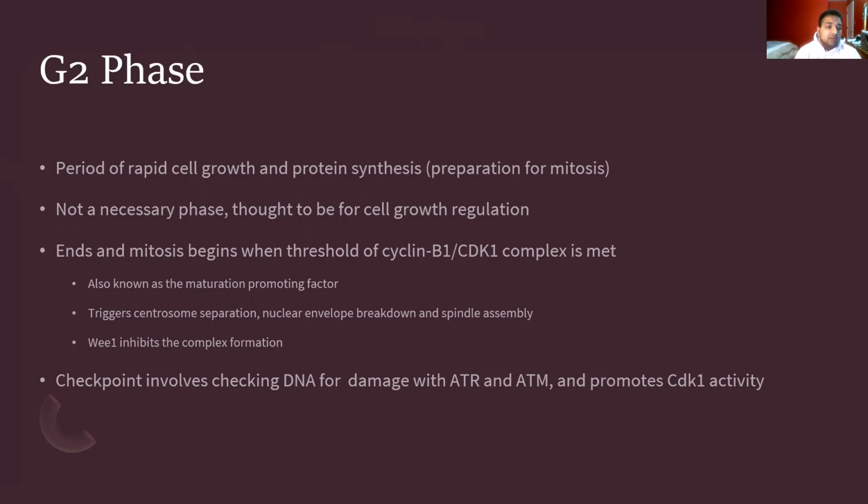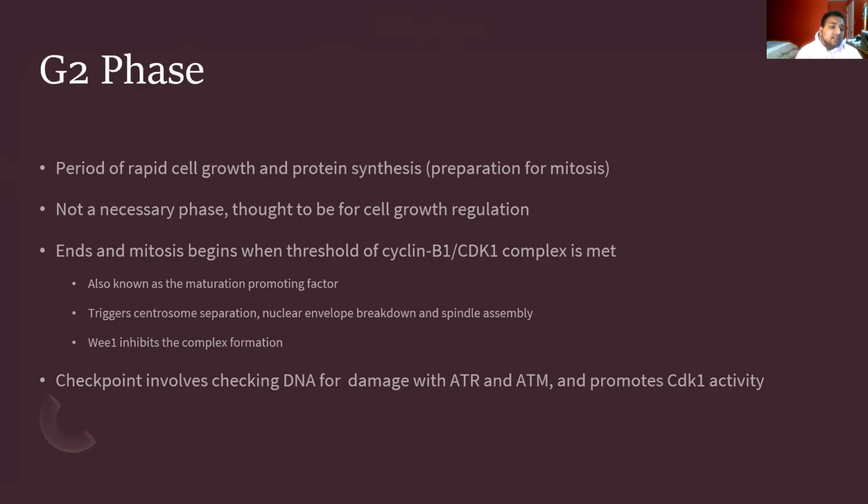There are a lot of organisms that skip the G2 phase. However, a majority of organisms do the G2 phase, and it's thought to be for cell growth regulation, again, to help detect and prevent tumors from occurring, and from cancer cells propagating themselves too quickly.